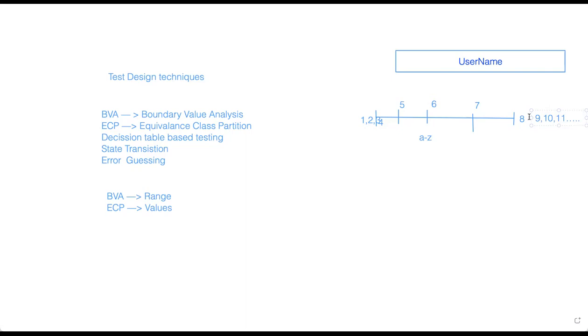For example, this is the minimum and this is the maximum, right? If we want to cover this range, we need to take 6 parameters. One is the minimum; if I enter the minimum, it should pass, that's our expectation. If we enter the maximum number of characters, it should also pass. At the boundary level, taking 2 more parameters, say 4 minus 1, this is called minimum minus 1, right?